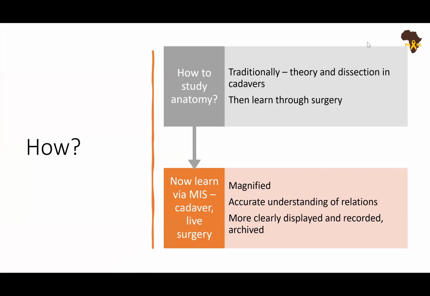How do we study anatomy? Traditionally, we were studying anatomy by theory and dissecting cadavers. But over time, we have learned this through surgery. Nowadays, we learn it through minimally invasive surgery, either on a cadaver or on a live surgery. The advantage to this is a magnified, accurate understanding of the relations, more clearly displayed and recorded, to revisit with an archived recording that we could easily do.